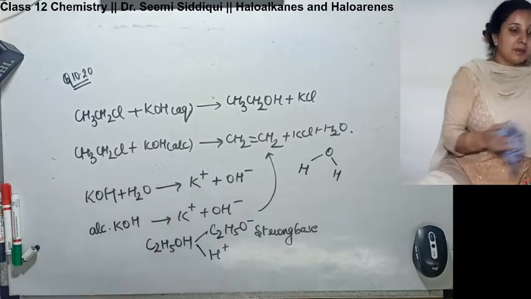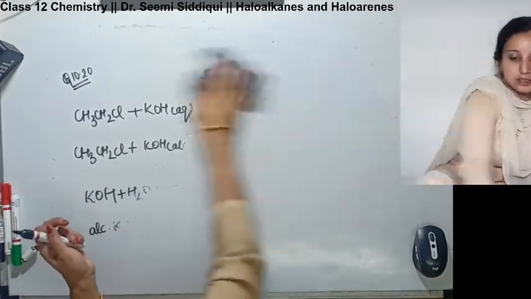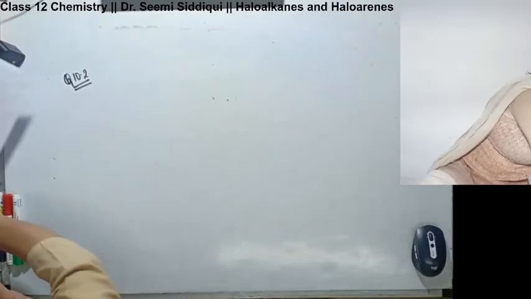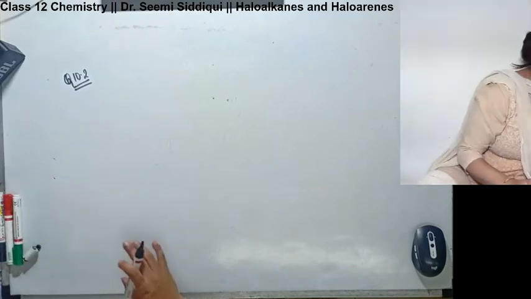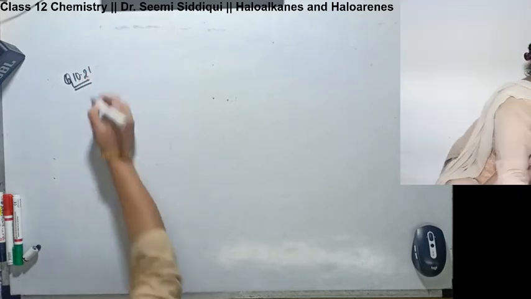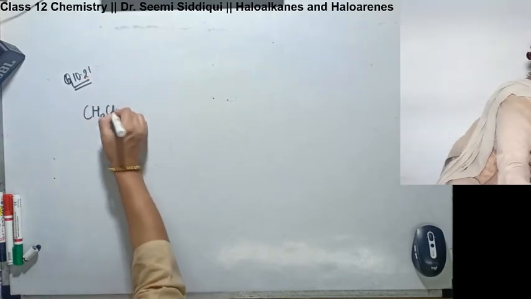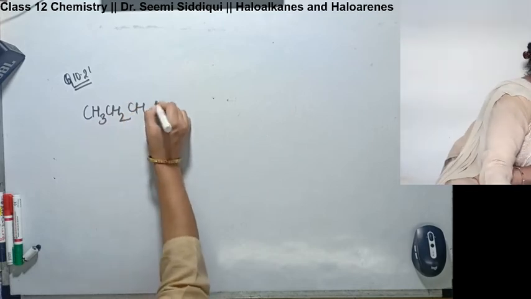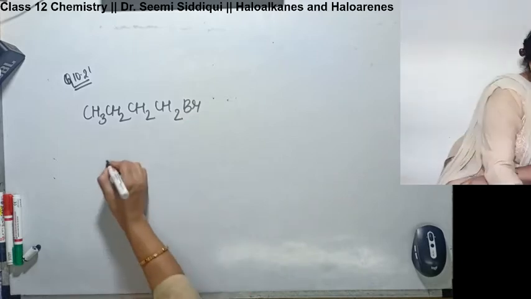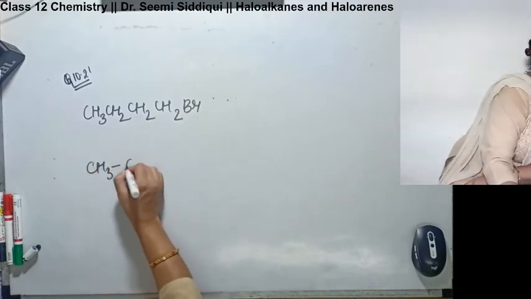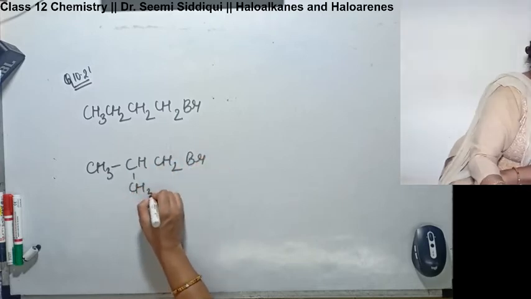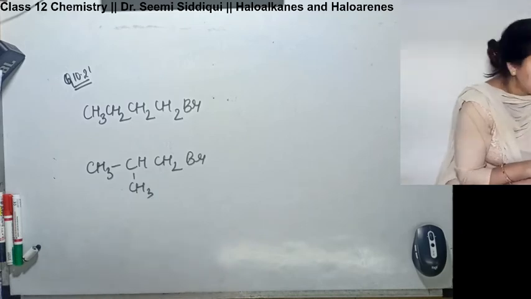Now coming to the next question, that is question number 10.21. Question 10.21 says, a primary alkyl halide C4H9Br. अब C4H9Br को आप क्या लिख सकते हो, CH3CH2CH2CH2Br, और इसको आप ऐसे भी लिख सकते हो CH3CH(CH3)CH2Br, दोनों ही C4H9Br है.